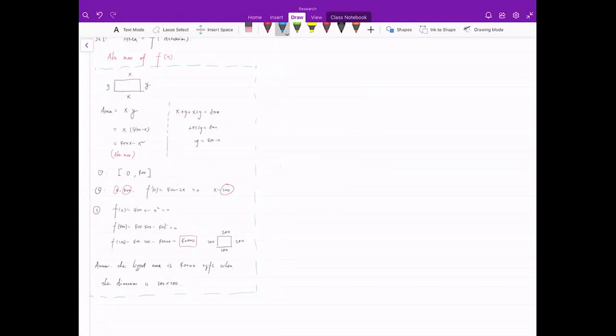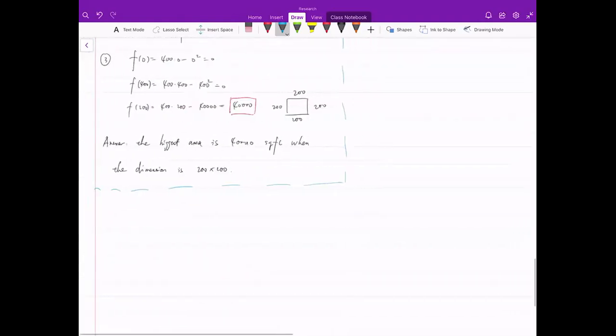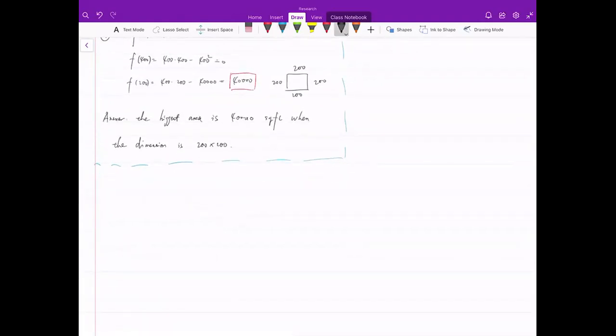3 steps. Number 1, give it an interval, close the interval. Number 2, find absolute max and min. Number 3, compare them. Okay. Any questions so far?